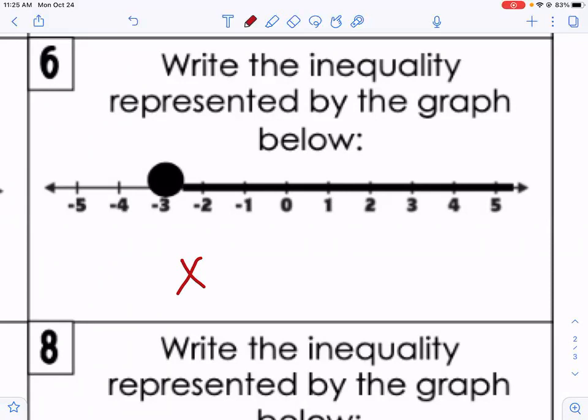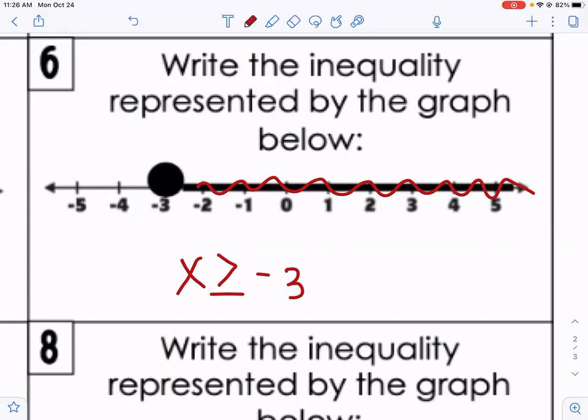All right, Bronson, what did you write down? X is what? X is more than, less than, -3. Okay, are these numbers bigger or smaller than -3? Bigger. So bigger, and is there a line or no? Yes. There is a line. So we read this as X is greater than or equal to -3.